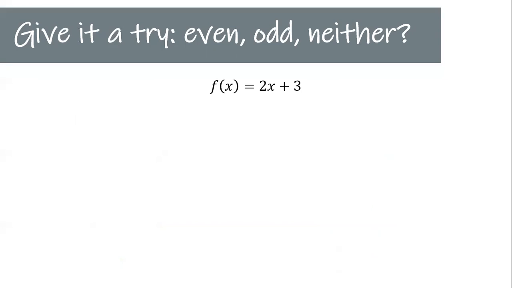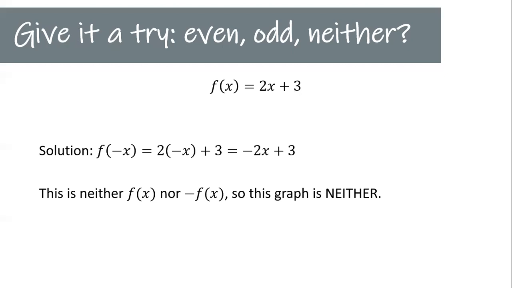You want to start by finding f of negative x. When you find f of negative x, you're going to get 2 times negative x plus 3, which is going to give us negative 2x plus 3. This is not the same as our original, and it's also not the same as multiplying this whole thing by negative, right? Because multiplying the whole thing, I'd get negative 2x minus 3. So now we know this one's not even and it's not odd, so it must be neither.